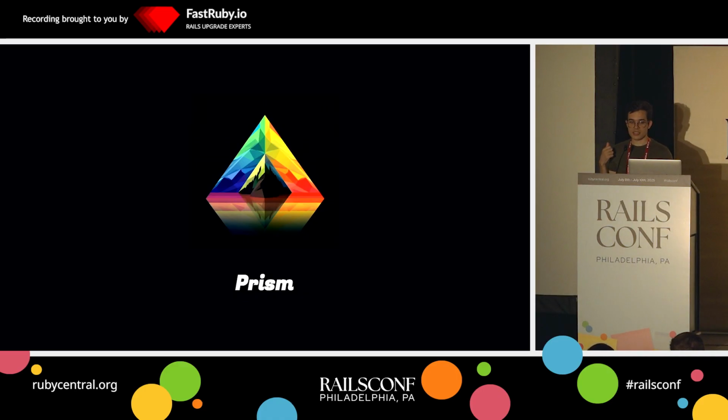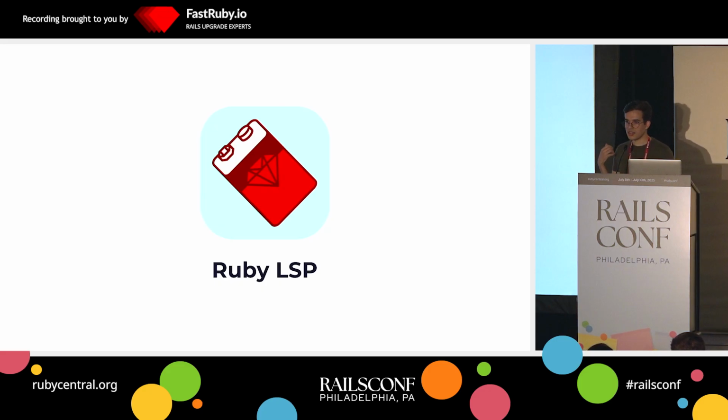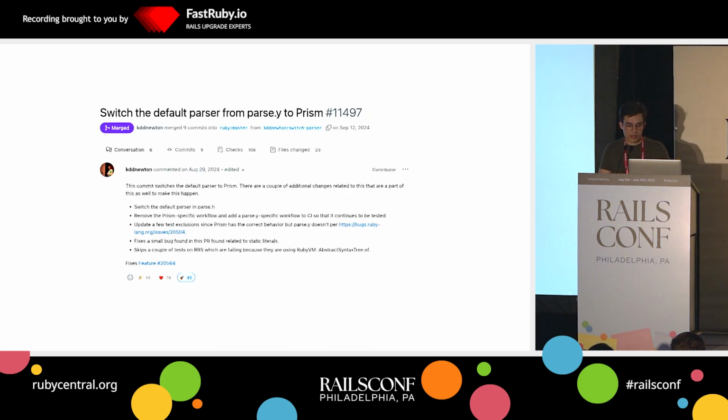That's why they created this new parser, you might have heard about it, Prism. The idea of Prism was to be a single parser that could handle it all. It's the parser that the Ruby LSP extension is using. And since last year, actually, it's the default parser for CRuby. So if you are using Ruby 3.4, you are using Prism.